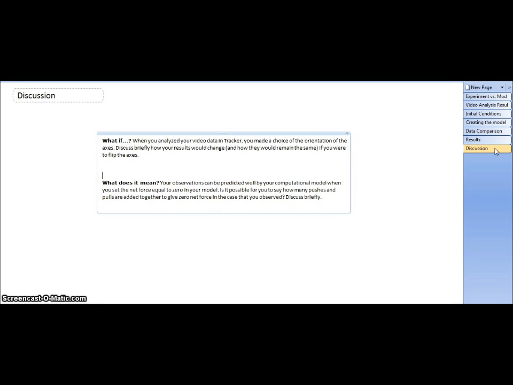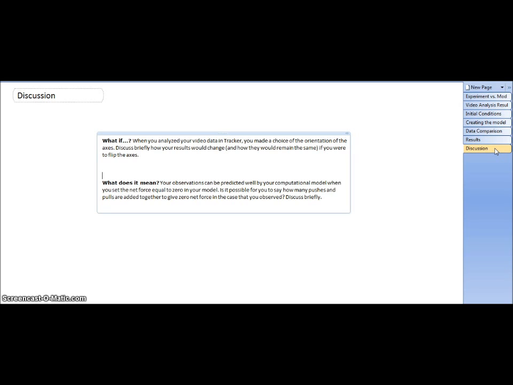I will wrap up by answering a few discussion questions. Discuss briefly how your results would change and how they would remain the same if you were to flip the axes. If the axes were flipped, the only thing that would change would be the direction, which would be positive. The magnitude would not change because the ball is still going the same distance.